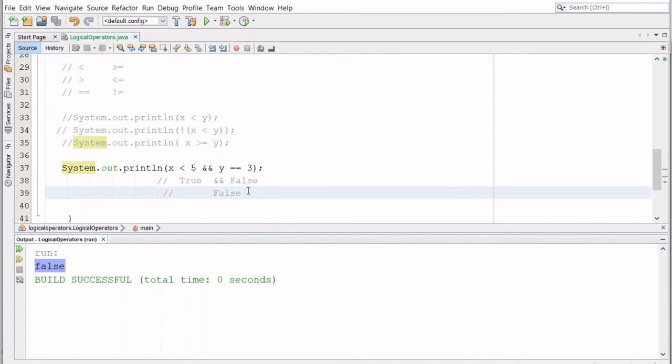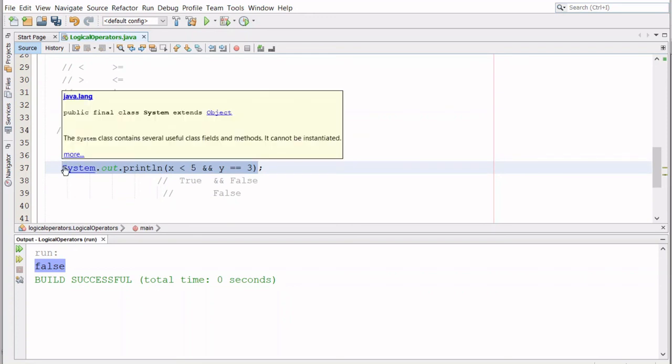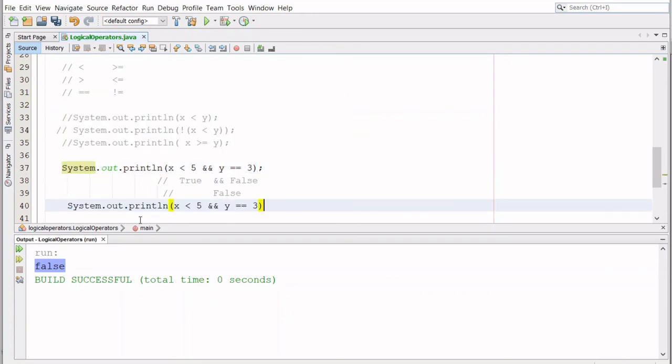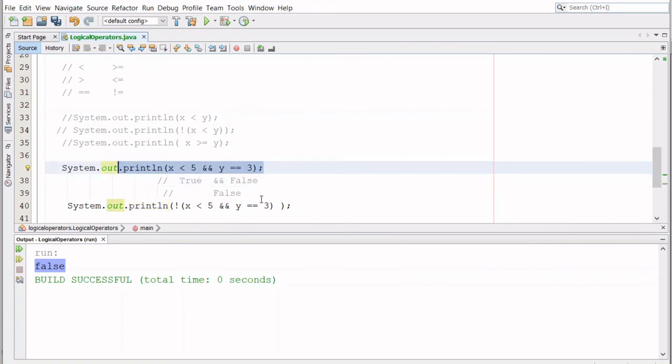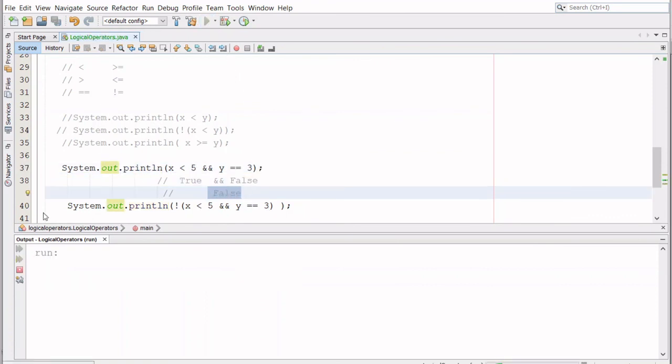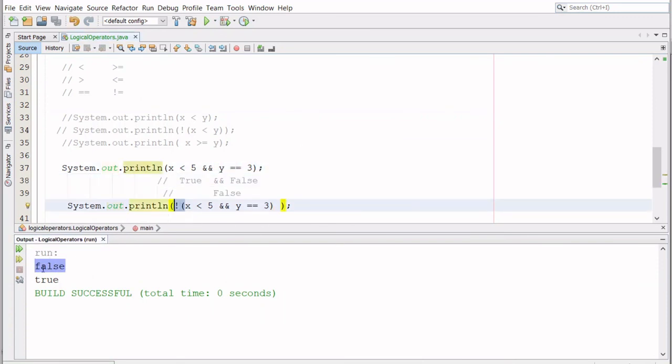Now let's find out how to negate this expression. Again, let's just copy this and negate it, and find out if it gives me the opposite outcome. So the not of this statement, meaning we are inversing this statement, should give me a true, because the opposite of a false is a true. So when I run this, I get false for the first expression. The inverse of false is true.